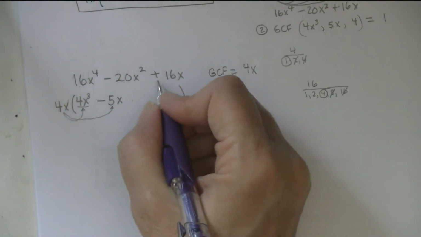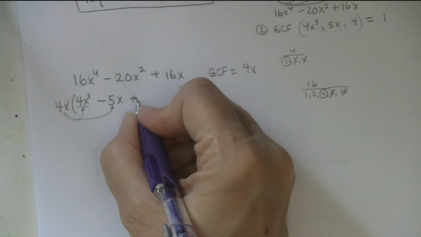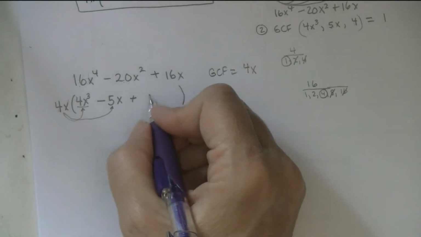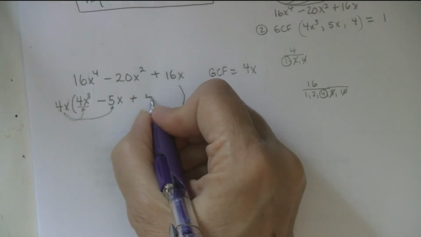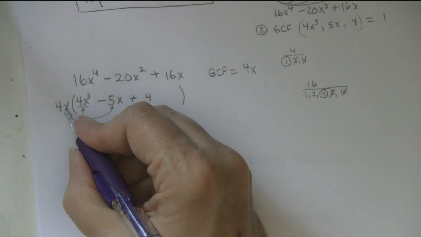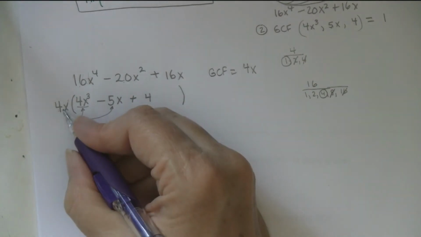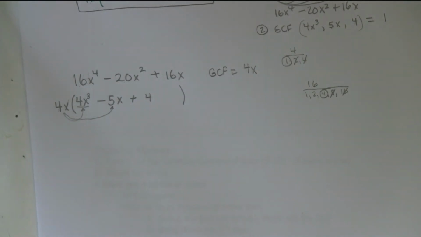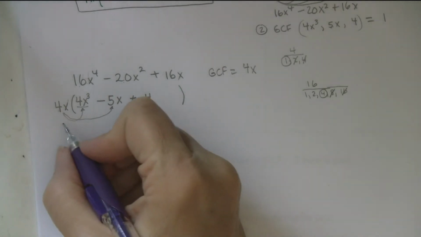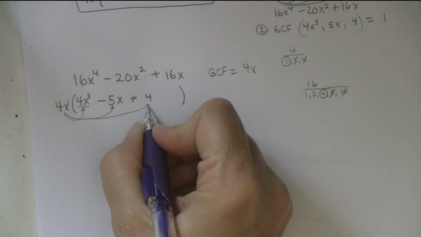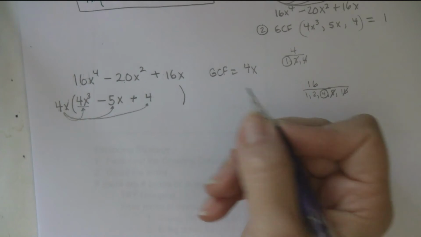So when I distributed this, I'm getting that. Positive times a positive is a positive, so I need a positive. 4 times what is 16? 4 times 4 is 16. I already have all the x's I need, right? I need 1x. I already have x out. So there you have that. And hot diggity dog, this is the answer, right?